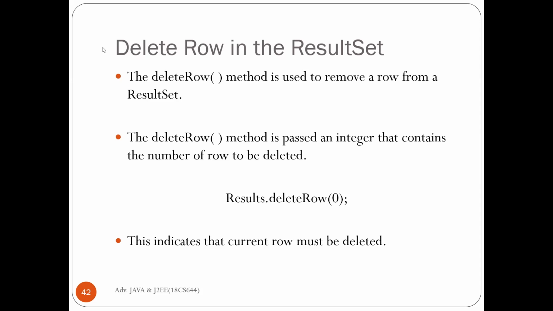Let us see it with an example also. The deleteRow method is passed an integer that contains the number of the row to be deleted. It's always good to use the absolute method in order to traverse, so that a particular row can be deleted. The deleteRow method is then passed the 0 integer if you want to delete the particular row.